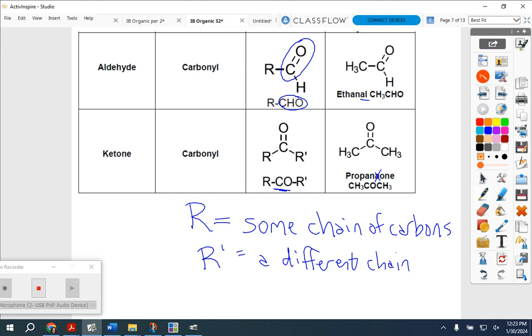So the one is the ketone, and the al is the aldehyde. Now, how do you keep track of which one has the hydrogen and which one has the carbons on both sides? Well, aldehyde has an H in it, so that's the one with the hydrogen.